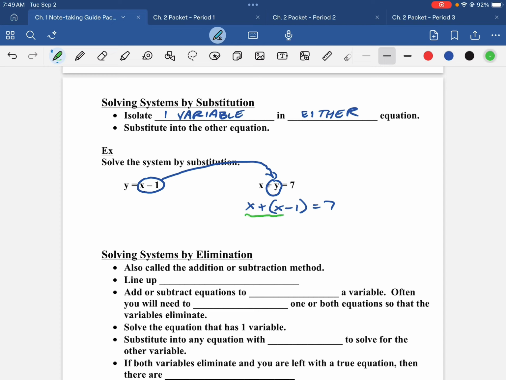So I'm going to combine those x's. This would look the same without parentheses, by the way. x plus x is 2x. Okay, and then I'll add 1 to both sides and divide by 2, and x equals 4.